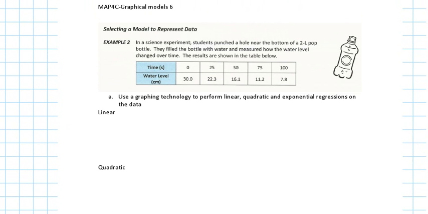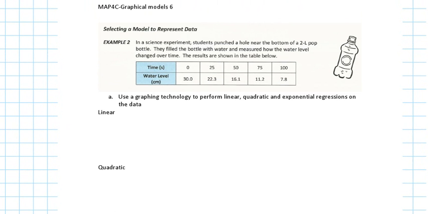So in a science experiment, students punched a hole near the bottom of a 2-liter pop bottle. They filled the bottle with water and measured how the water level changes over time. The results are shown in the table below. So what do we have here? What's the case? Yes, right? Because what you have is a water bottle. There's a hole near the bottom of the water bottle, and then the water is leaking, and they're showing you the volume of water that's still left in the bottle.